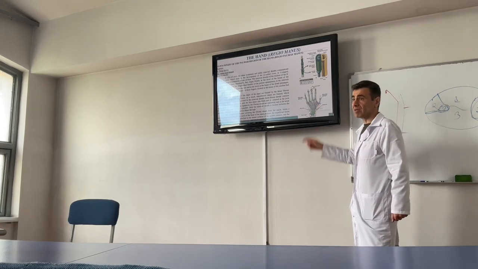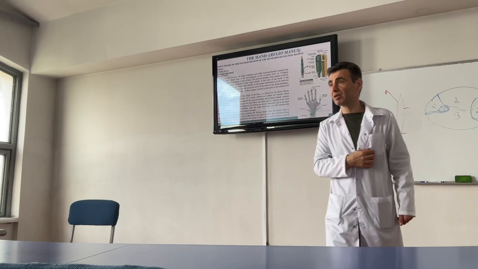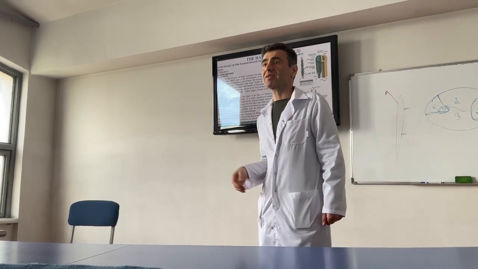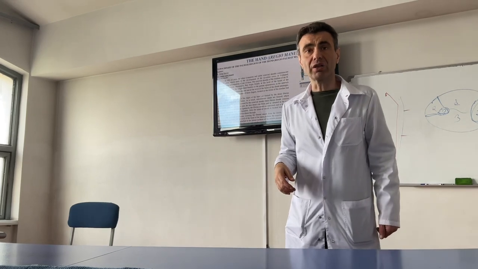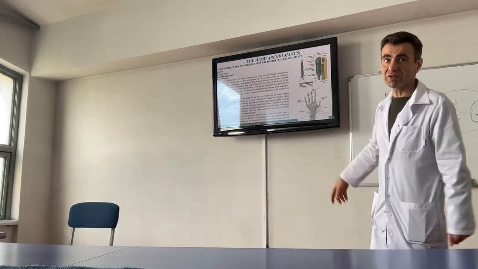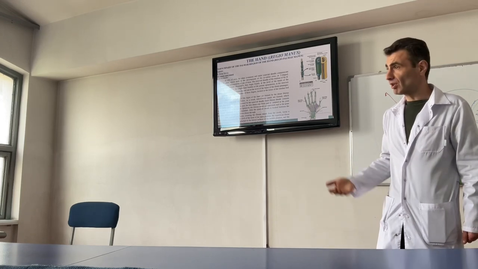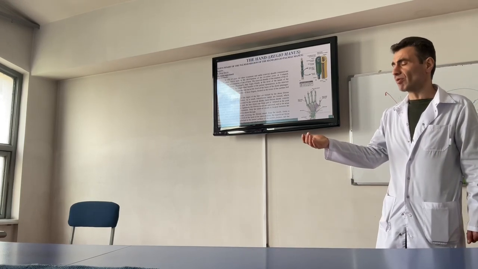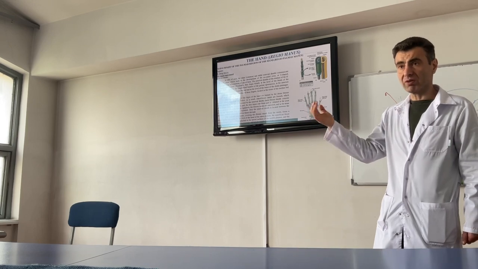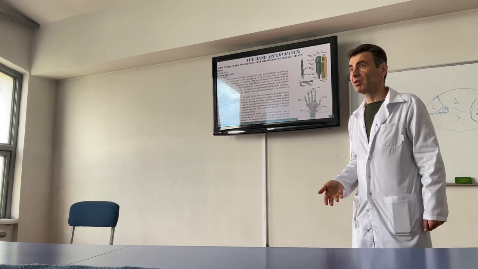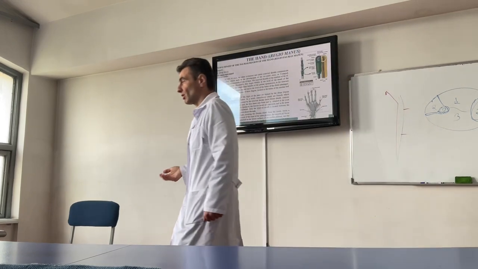Inside of the radial synovial sheath, there is only one tendon. It is the long tendon of the flexor of the first finger, musculus flexor pollicis longus. And without interruption, this synovial sheath continues up to the distal phalanx of the first finger. Don't forget that your first finger has two phalanges, and your other fingers have three phalanges. Proximal, medial, and distal. Here we have only proximal and distal.